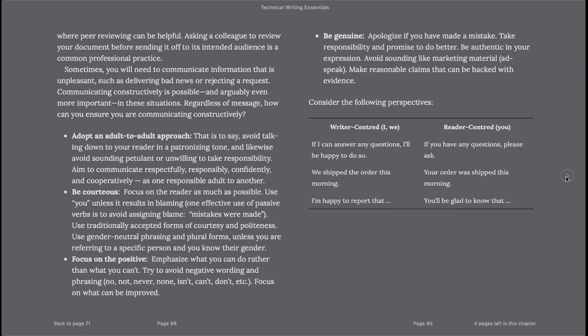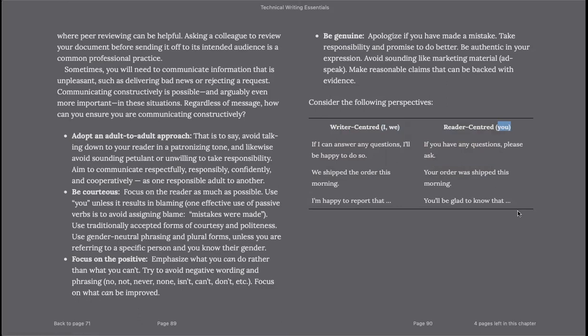Reader center is very important. Reader center and writer center. If it is writer center, I say I, we most of the time. In most professional writing, it is usually reader center. Most probably it is better to address them as a company, or address them in plural rather than the singular.